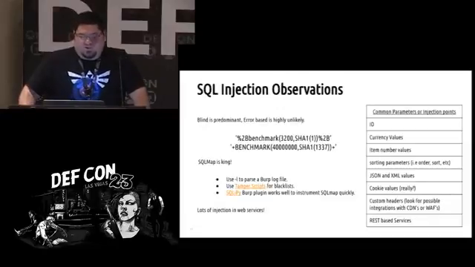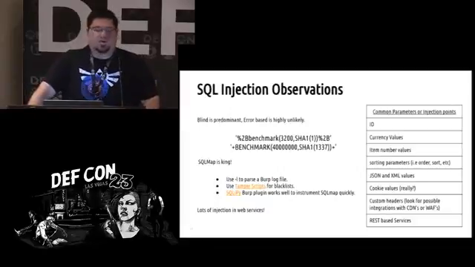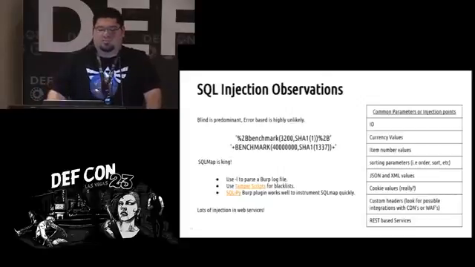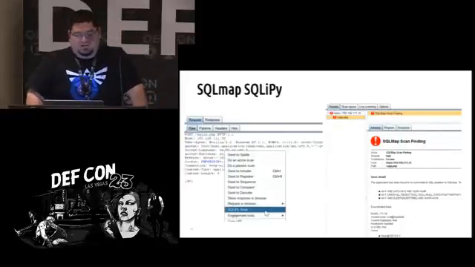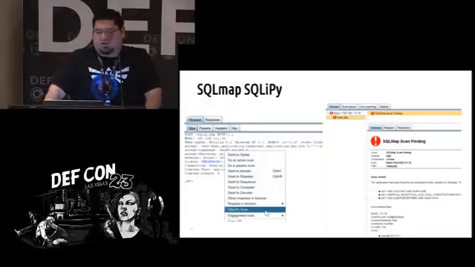So some common parameters and injection points: any ID value, currency values, item number values, sorting parameters. I'm not going to go through all these. They're all on the slide. And eventually this is all going to be on GitHub anyway, so you guys can just grab it and use it in your methodologies if you think it's useful. But these are the kind of places where I saw the most injection, and where my research showed me. This is SQLiPy. So right-click on a request, send it to SQLiPy scan, and now Burp renders scanner results in the target tab, but it doesn't look like this anymore, but you get the idea.